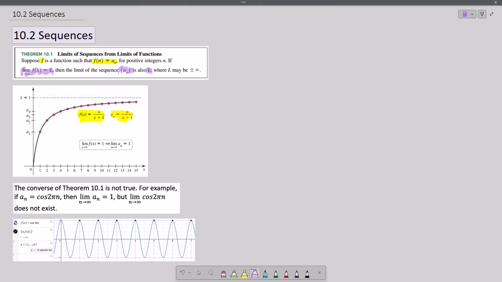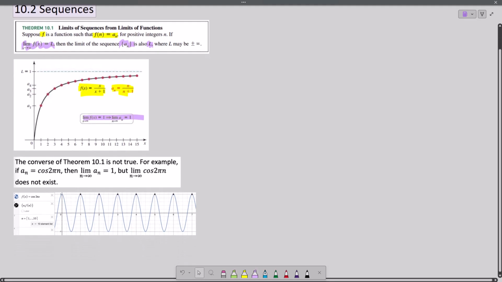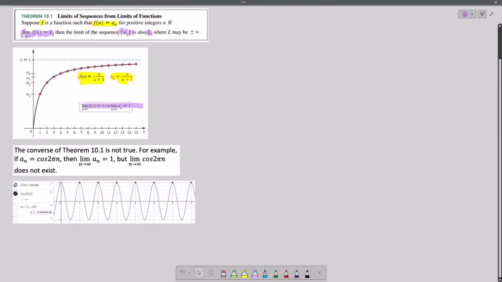So this is the best case scenario. If you have a function that you can take the limit of easily, then you can just take the limit of the function, and that's going to match the limit of the sequence. So both of those converge to 1. The converse of this is false. So let's understand what converse means. This says if the limit of the continuous function is L, then the limit of the subset is also L. The converse would be if the limit of the subset is L, does that mean that the function also converges to L? And the answer is no.